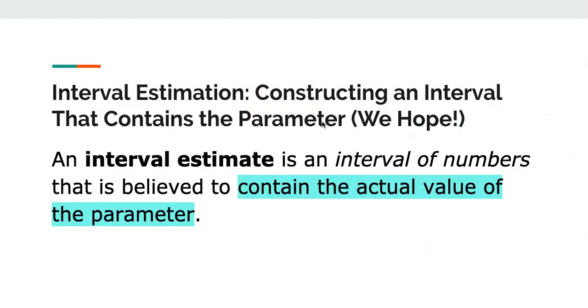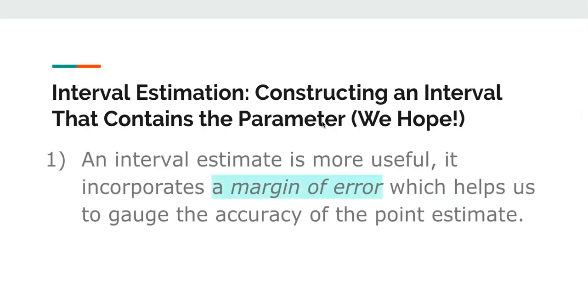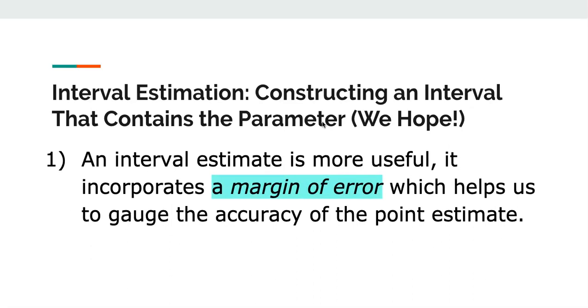So we want to contain the actual value of the parameter. Yes, we're right, but we also want to make sure that the margin of error is not too crazy big. All right. So that's the part about the margin of error. I do want you to keep that in your notes. It's one of the key words that we're going to use in chapter 9.